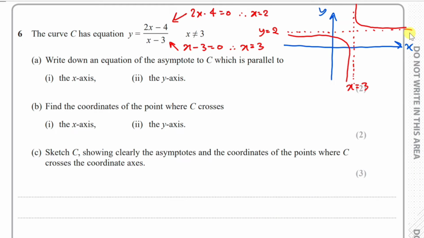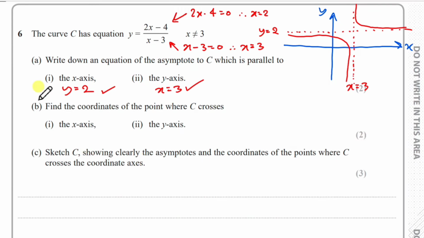Now if you answer the question, it says write down an equation of the asymptote of C which is parallel to the x-axis and the y-axis. Well, the one that's parallel to the x-axis is y equals 2. That's the line. And the equation that's parallel to the y-axis, so here's the y-axis, is x equals 3. And that's really it, guys. That's literally both of these done.